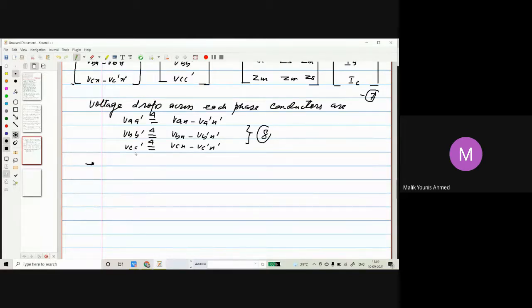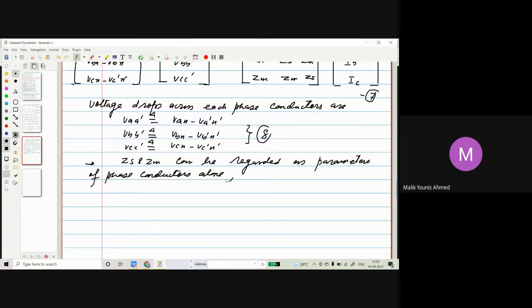So we will write here ZS and ZM can be regarded as parameters of phase conductors alone, without any self or mutual inductance associated with the return conductor.